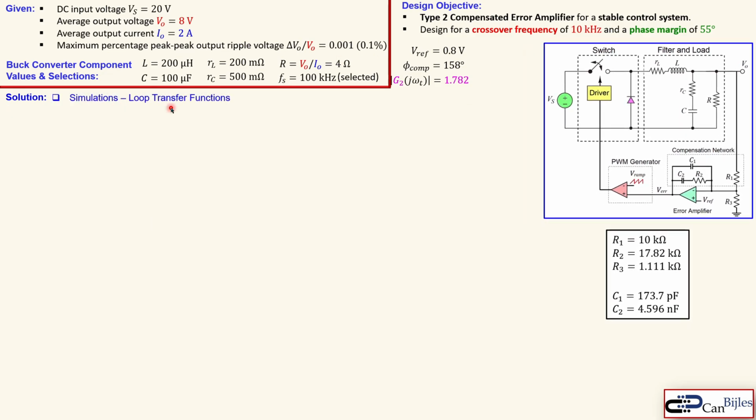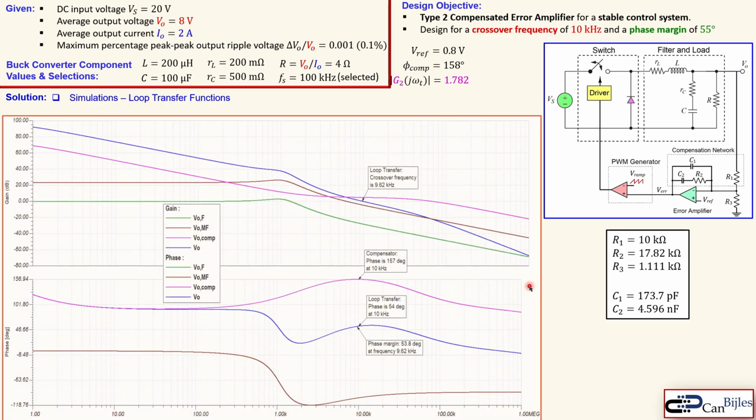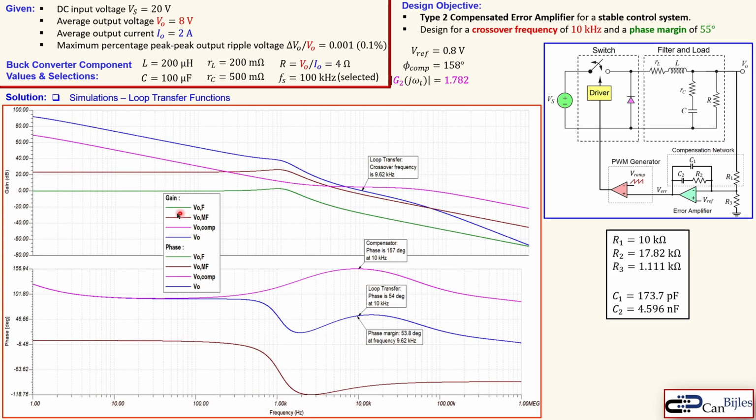Okay, let's see now the loop transfer function together with everything. We see here in green only the filter. In this brown or dark red, we see the filter and the modulator combined. The compensator itself is only the pink one. And the blue one is what we want as our loop, so that's actually more important. Now we see the loop transfer function has a crossover frequency of 9.62 kilohertz, which is not 10 kilohertz. So it's a small error, approximately 400 hertz.